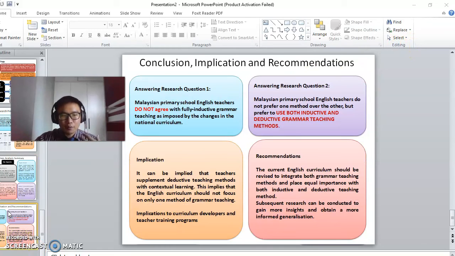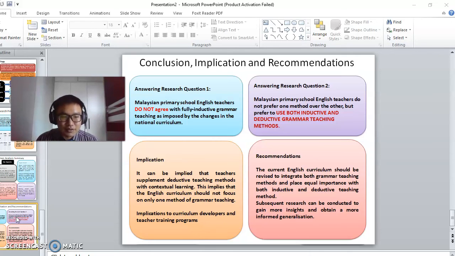For the data I've obtained through my survey and the results and the analysis, my conclusion is that Malaysian primary school English teachers do not agree with the fully inductive grammar teaching as imposed by the changes in the national curriculum currently. Malaysian primary school English teachers do not prefer one method over the other, but prefer to use both methods, inductive and deductive, for teaching grammar in the classroom.